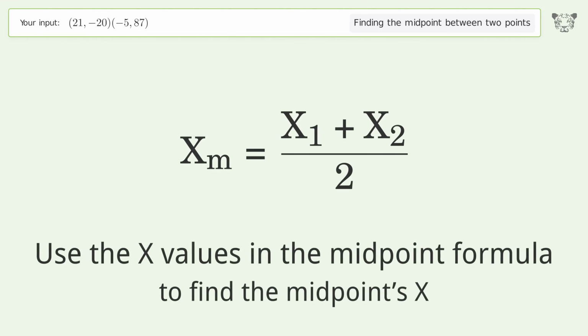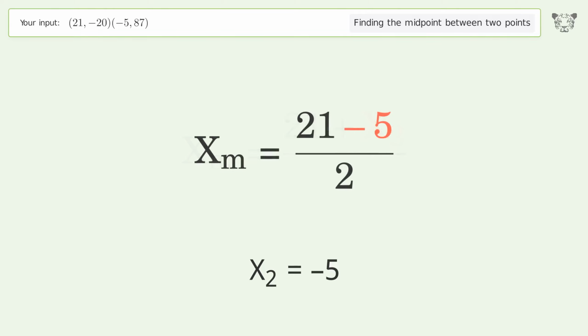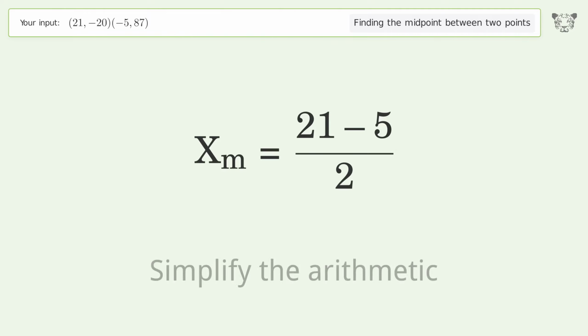Use the x values in the midpoint formula to find the midpoint's x. x1 equals 21. x2 equals -5. Simplify the arithmetic.